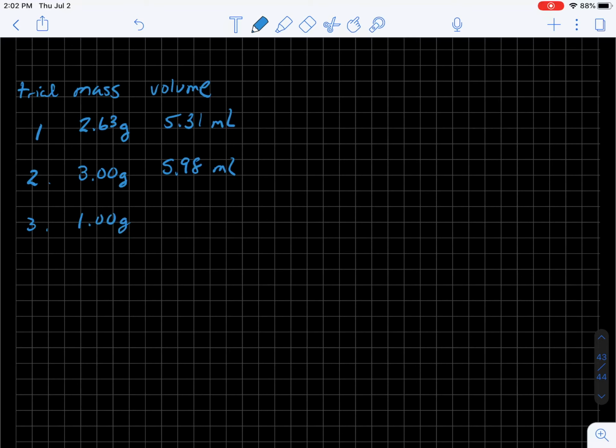Alright, so suppose we have the following data. We do a lab and we're going to run this trial. Let's do 5 different trials. We do a trial, we measure the mass, we measure the volume. And so in trial 1, we find that the mass of our sample is 2.63 grams, and the volume happens to take up 5.31 milliliters. Then, second time we do a different sample. Let's say it's 3 grams, and it comes out to be 5.98 milliliters. Third trial, going to come up with a data point. And then 4th and 5th trial as well.